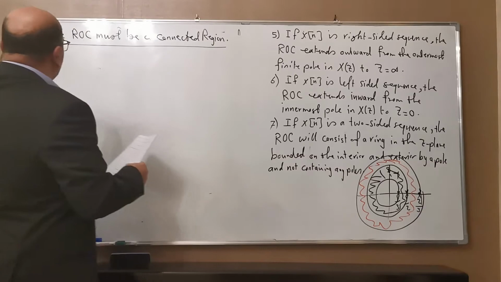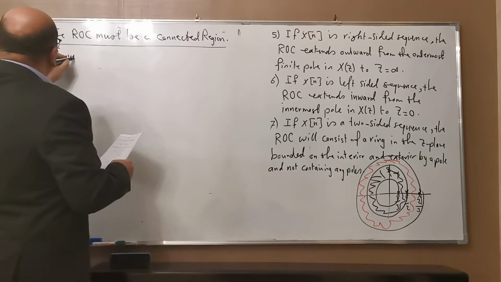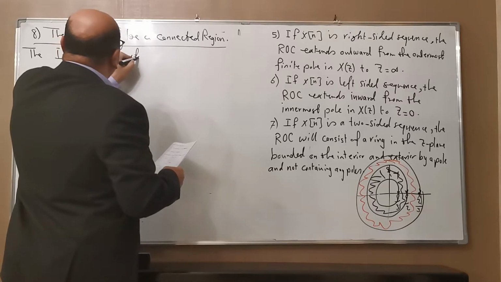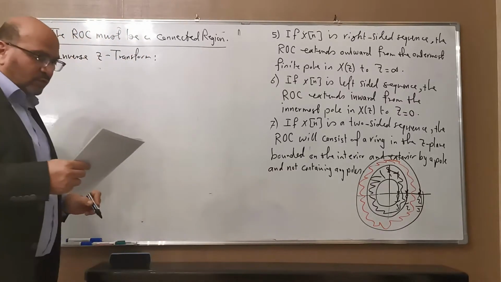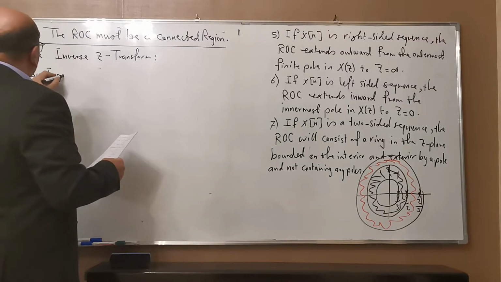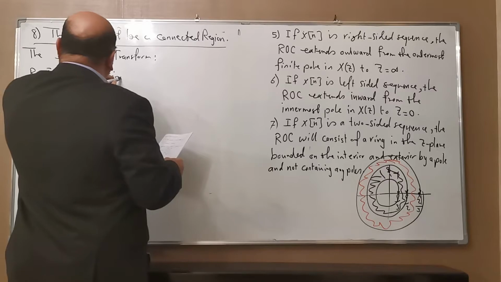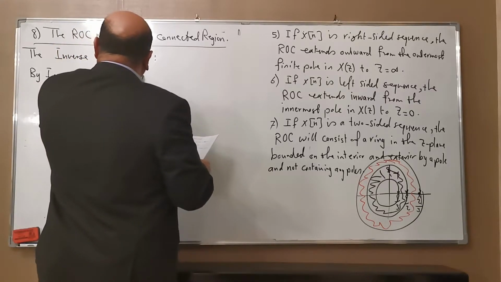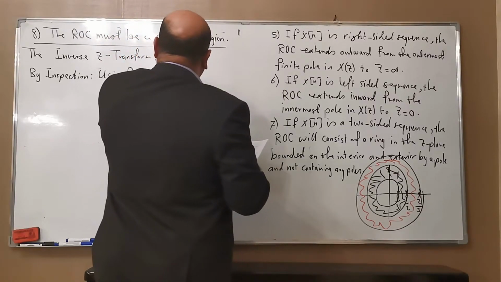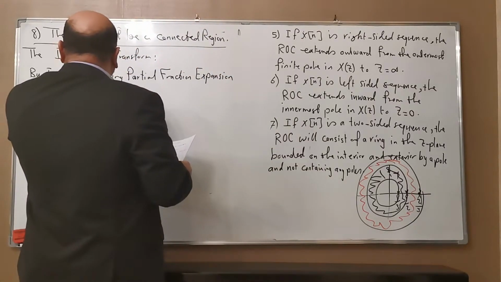Now we'll talk about the inverse Z transform. And when we talk about the inverse, we will do it by inspection. So we'll do it by inspection using partial fraction expansion, and tables.